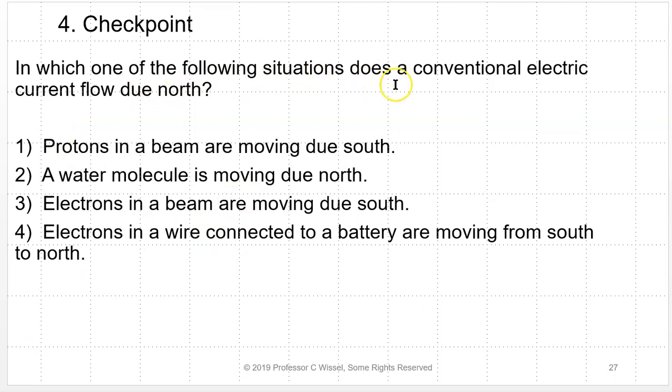In which one of the following situations does conventional current flow due north? Okay, now, conventional current is a flow of hypothetical or real positive charges. So what we're looking for is either a positive charge flowing due north or the opposite, which is a negative charge flowing south. One is incorrect. Water molecules are neutral. Electrons in a beam are moving due south. Well, that's a negative charge moving south. That one's looking pretty good. And always read the whole thing. Electrons in a wire connected to a battery are moving from south to north. That's incorrect.